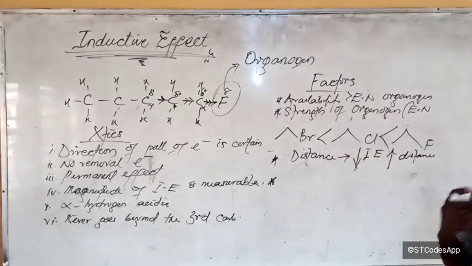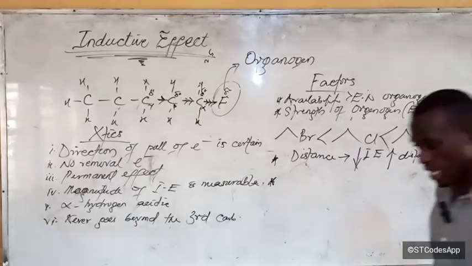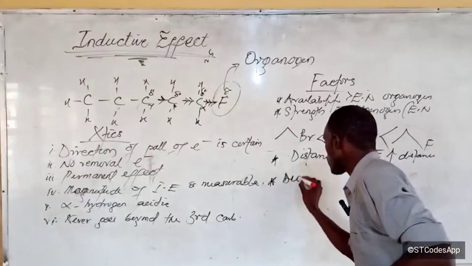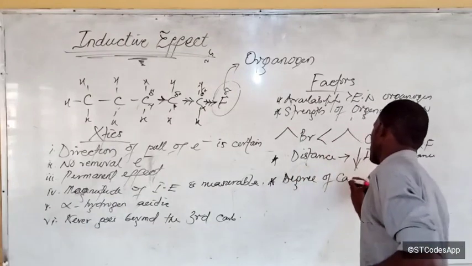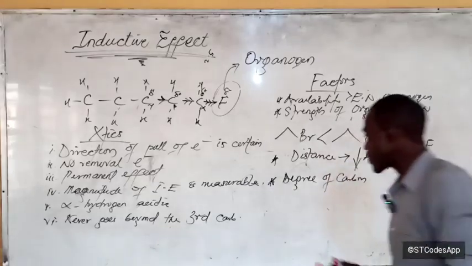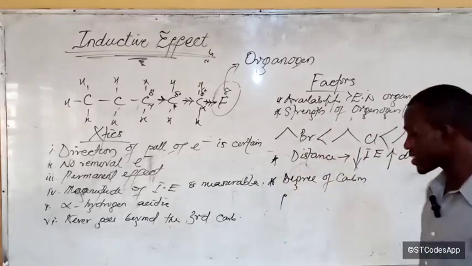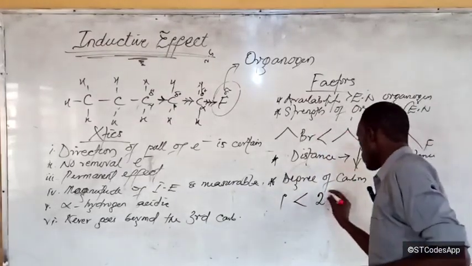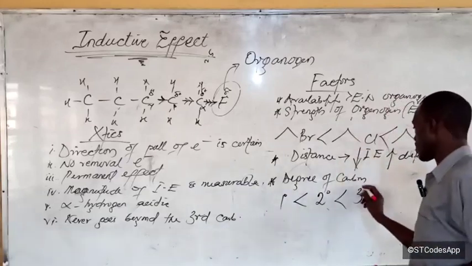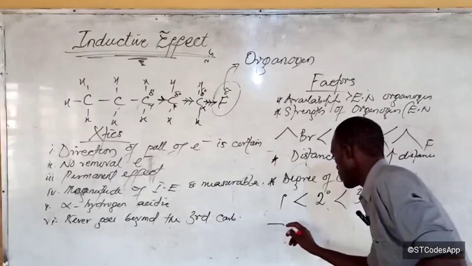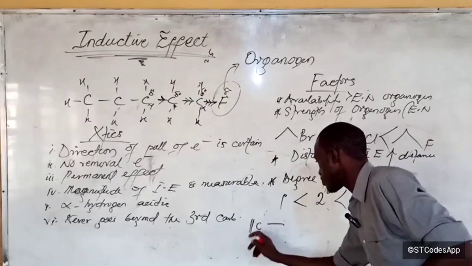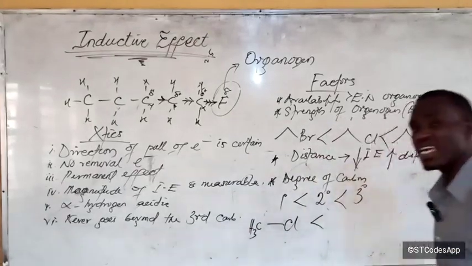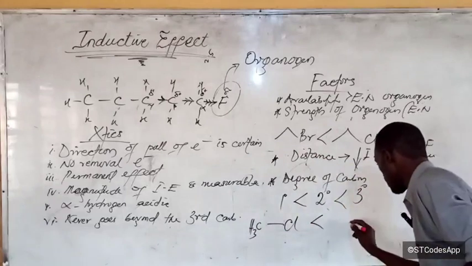The other factor that affects the inductive effect is the degree of carbon. A primary carbon will have a lesser inductive effect than a secondary carbon, and this will also have a lesser inductive effect than a tertiary carbon. Let me explain what that is. For example, a methyl group will experience a lower inductive effect than a secondary carbon, such as we have in this one.